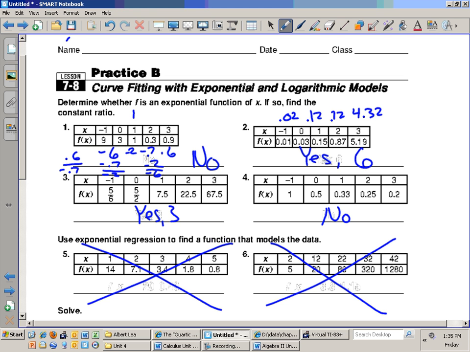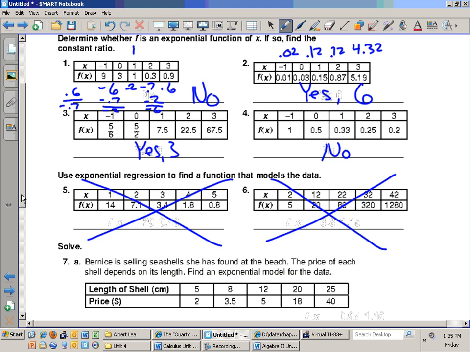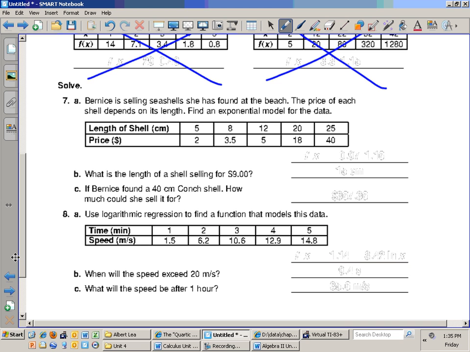Number 3. All right. So the first thing you should be able to do is determine if it's exponential or not. Now that we've determined that they're exponential, let's try a word problem. We'll end with this today.